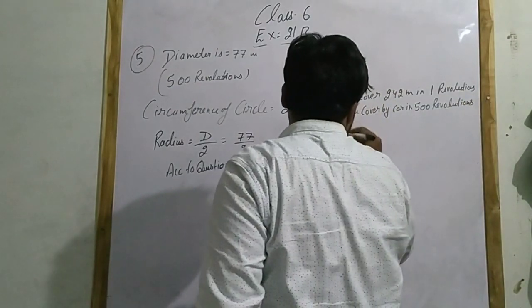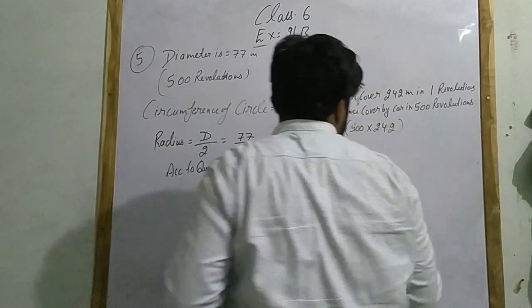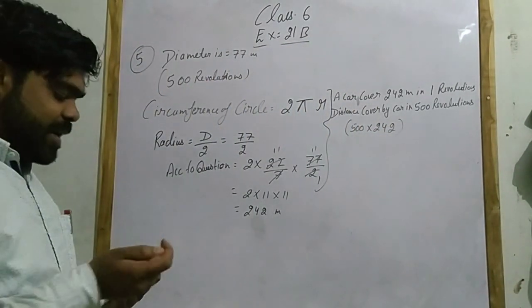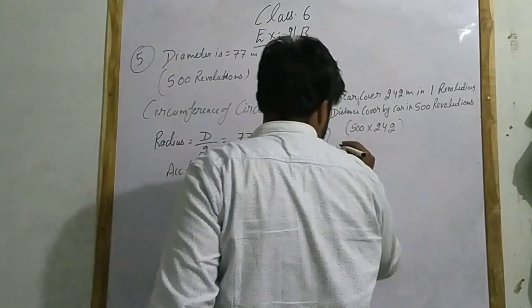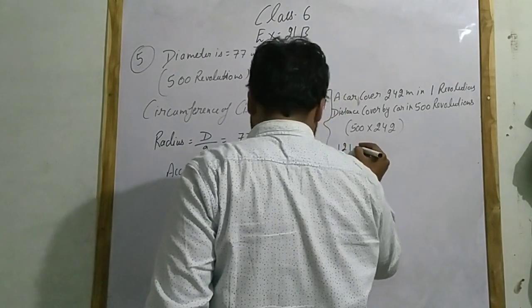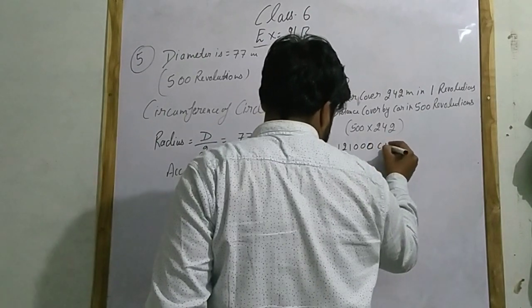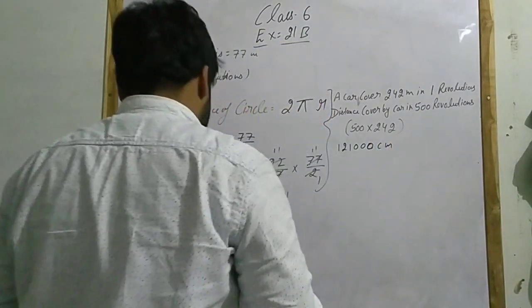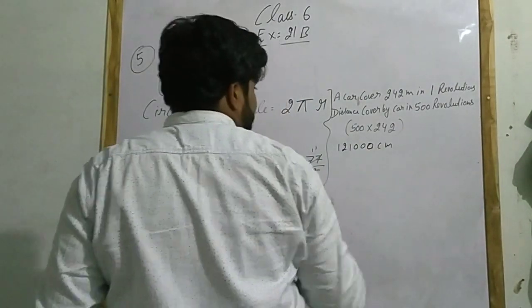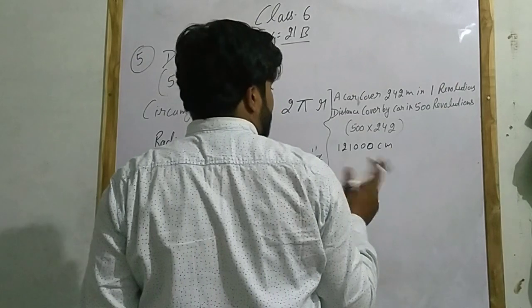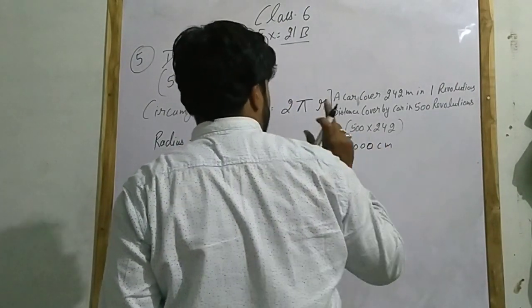It will be 500 multiplied by 242, which is 121,000 centimeter, right? All the distances are given in centimeter. It will cover 121,000 centimeter in 500 revolutions.